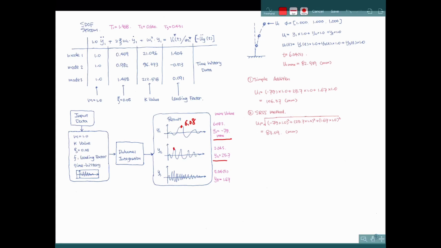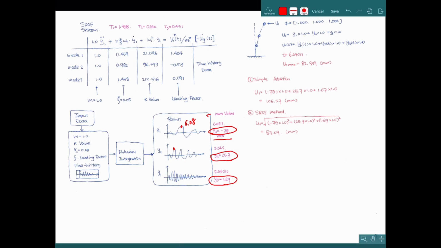The value is 25.7. So for each mode we can capture the maximum value, but it happens at different times. When we want the whole time history result, we need to use an Excel table or a computer program to get the whole record. But sometimes for an easy hand calculation, we can use the maximum value for each mode, and then use some simple addition method to compute the reference maximum value for the resulting time history.